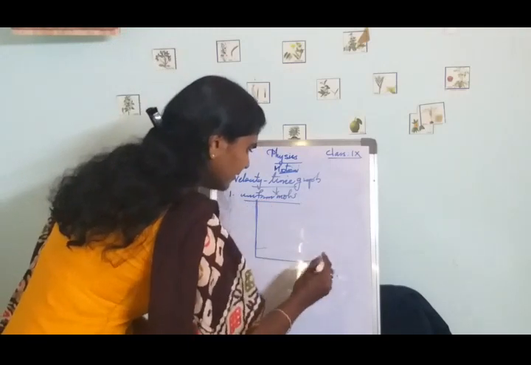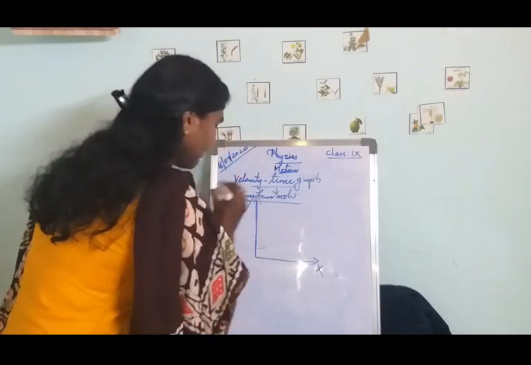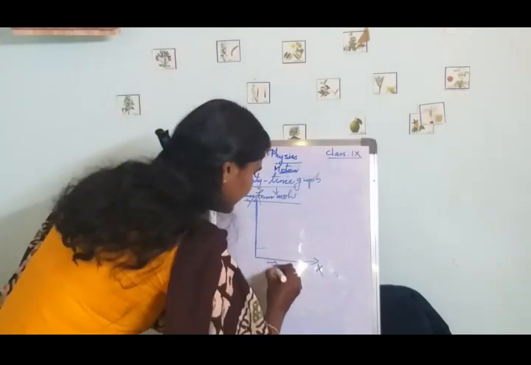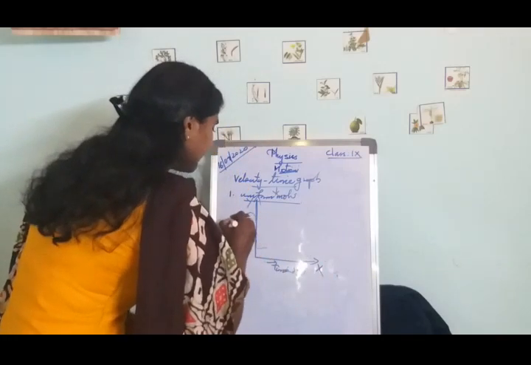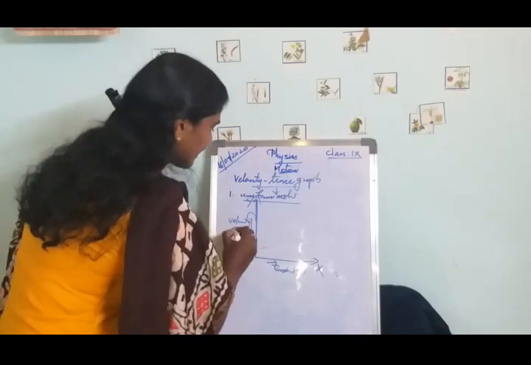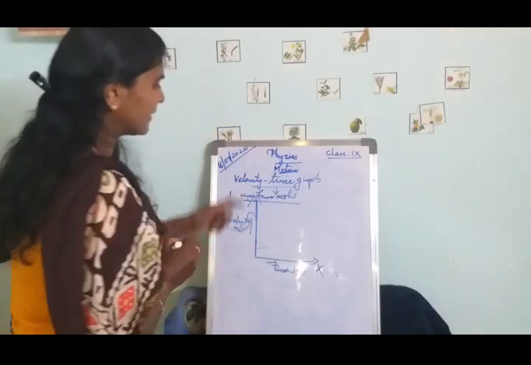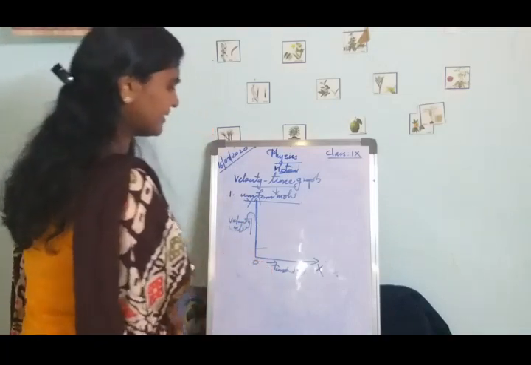Okay. One is the horizontal axis, that is the x-axis, and another is the y-axis. Here time in seconds is represented along the x-axis, and here velocity. All of you know the unit of velocity. It is meter per second, that is represented along the y-axis. Okay, and here O is the origin.